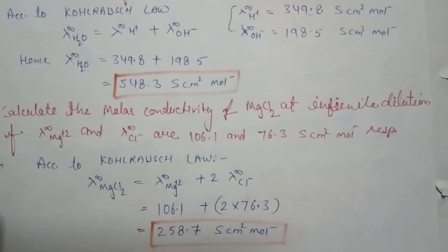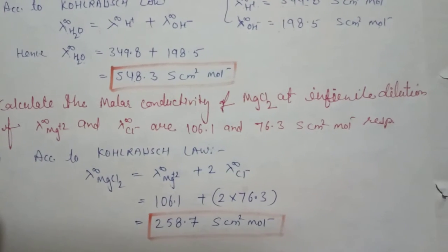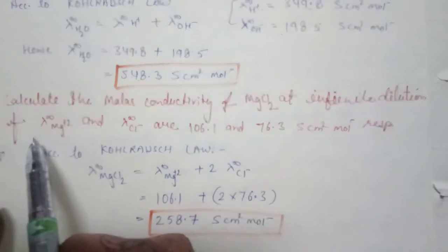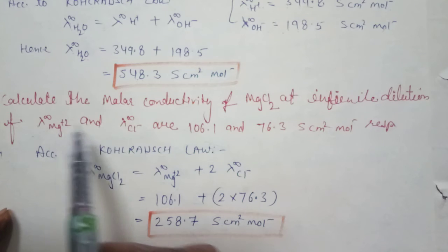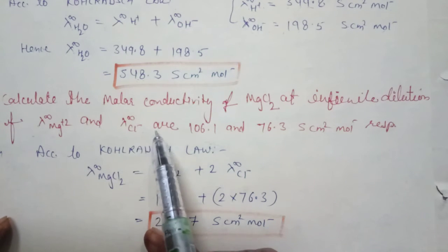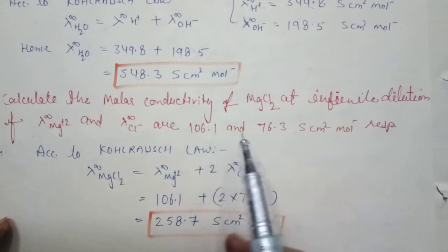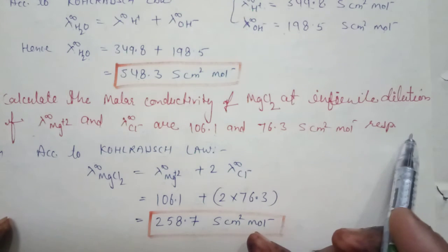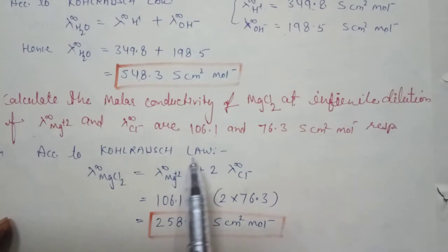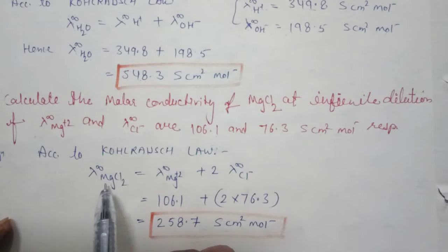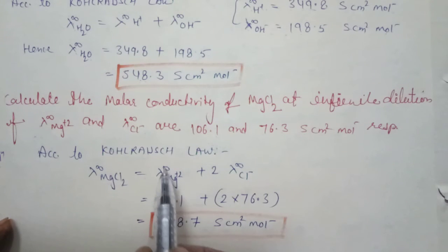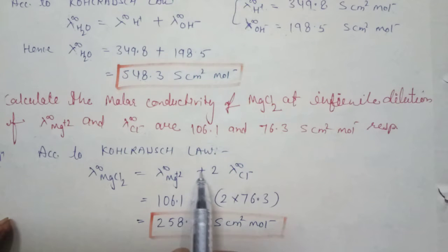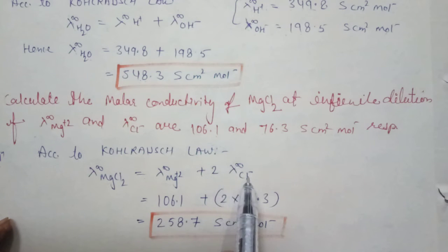Calculate the molar conductivity of MgCl2 at infinite dilution if λ∞ of Mg²⁺ and λ∞ of Cl⁻ are 106.1 and 76.3 S cm² mol⁻¹ respectively. According to Kohlrausch's law, λ∞ MgCl2 will be equal to λ∞ Mg²⁺ plus 2 λ∞ Cl⁻.